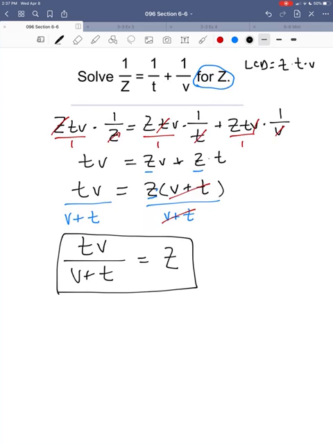Now don't get cancel happy on me here. I can't cancel these t's or these v's. T and v are factors in the numerator because there's a multiplication between them. Factors are part of a multiplication problem. However, in the denominator, it's v plus t, right? That plus makes all the difference. I can't cancel unless it's a common factor, and a factor has to be part of a multiplication problem. So this is as simple as it gets.